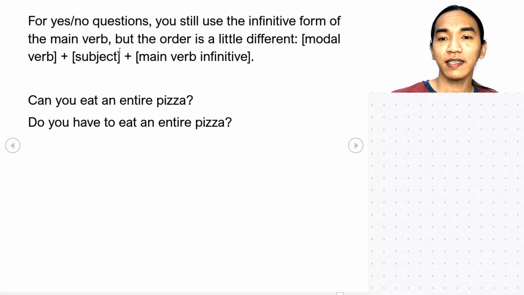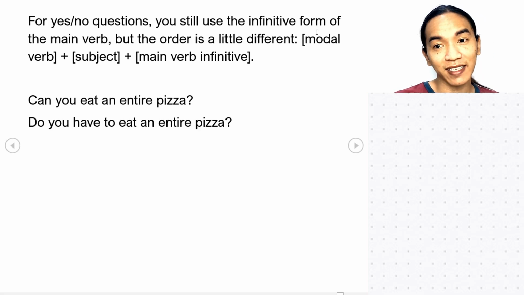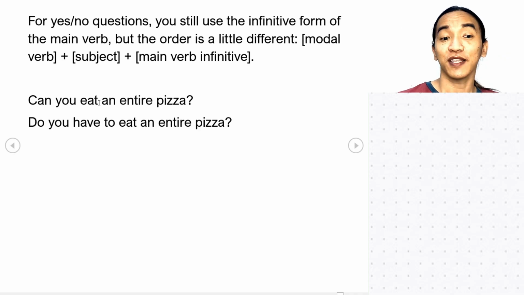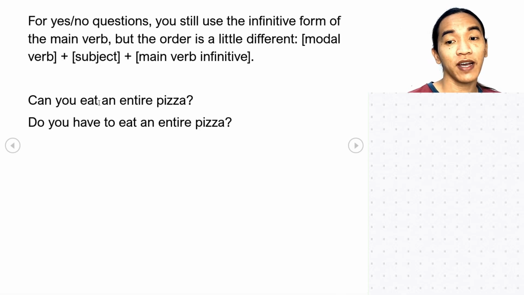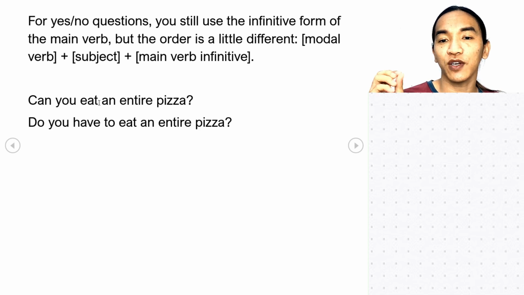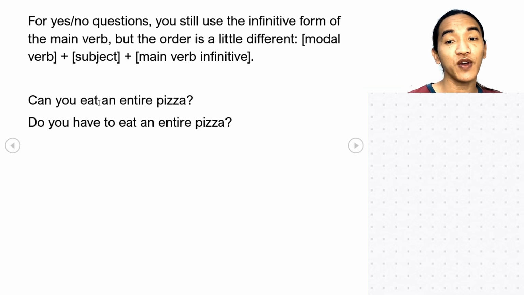Now, for yes or no questions, you still use the infinitive form of the main verb, but the order is a little different. We have the modal verb, then your subject, and then your main verb infinitive. For example, can you eat an entire pizza? Do you have to eat an entire pizza? You can see there that we use our infinitives, but with the exception of have to, because here you have to use do. Do you have to eat an entire pizza?